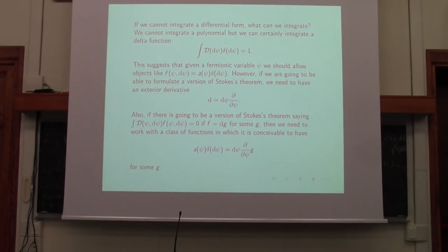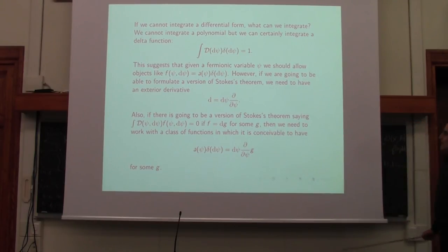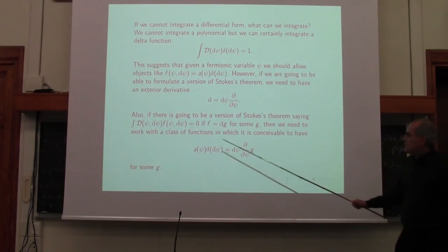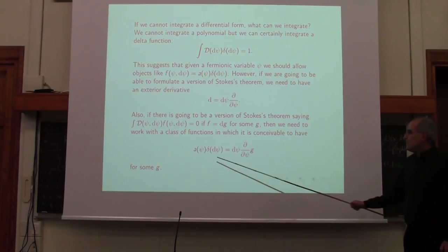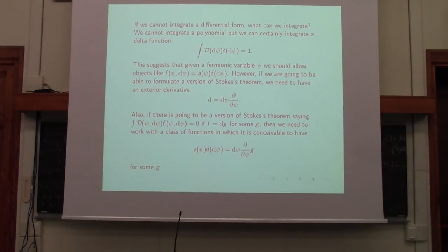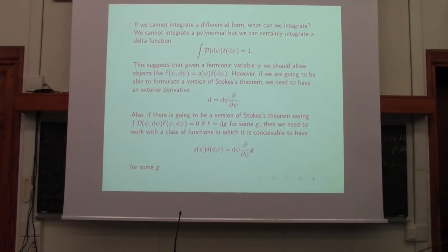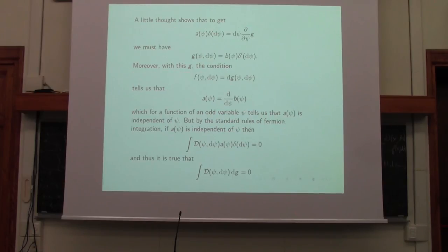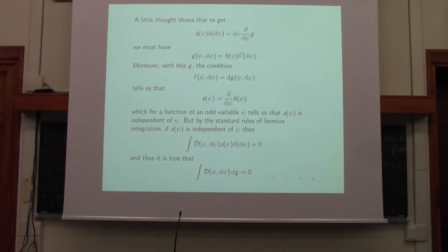However, if we're going to be able to formulate a version of Stokes' theorem, we need to have an exterior derivative. And if there's going to be a version of Stokes' theorem, saying that the integral of f is 0 when f is dg, we need to have a class of functions in which it's conceivable that a of psi times delta of d psi is d psi times something. Well, what kind of something has the property that if you multiply it by d psi, you get delta of d psi? Well, the answer to that question is delta prime of d psi. Delta prime of d psi, if you multiply it by d psi, up to a sign gives delta of d psi.